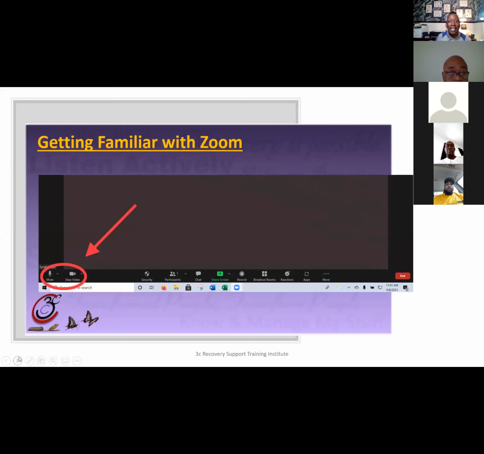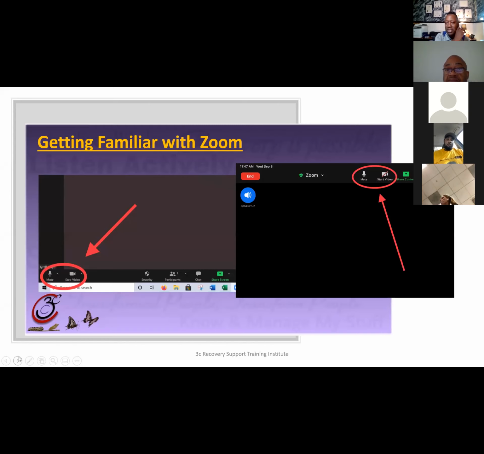For those who may be new to Zoom, throughout the session you are asked to keep your microphones on mute when you are not speaking. Sometimes it's able to pick up the background noise, so it helps us if you could keep your mics on mute when you're not speaking. If you are on a laptop or a desktop computer, it's generally in the lower left-hand corner. You'll see that mute and unmute button, and also the start and stop video button in the same area.